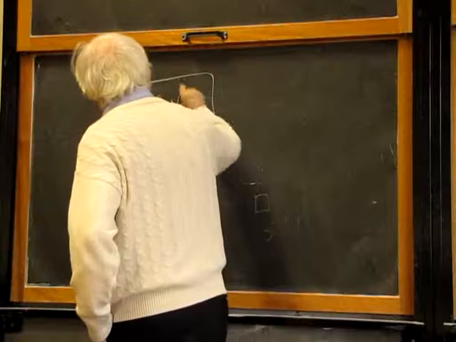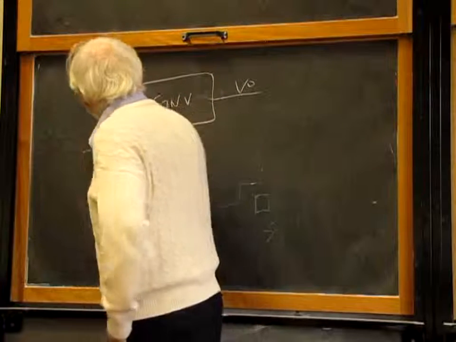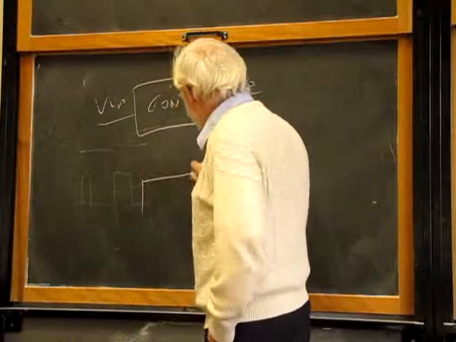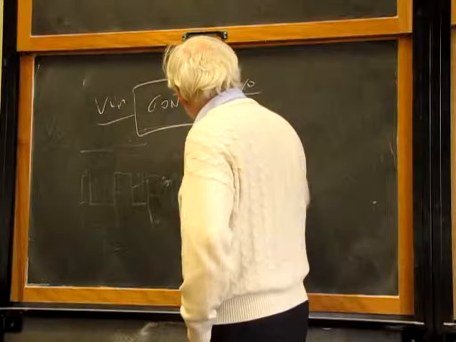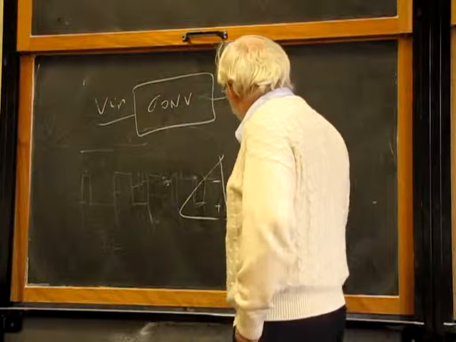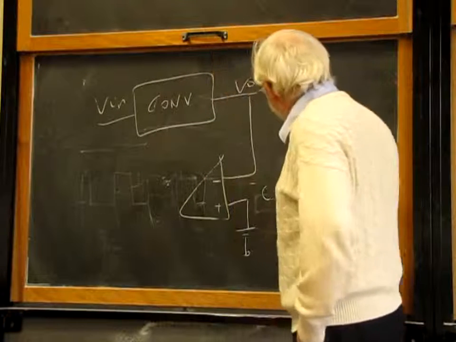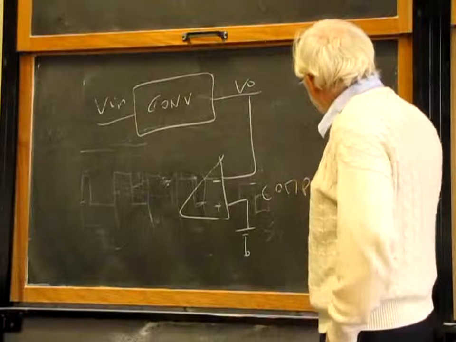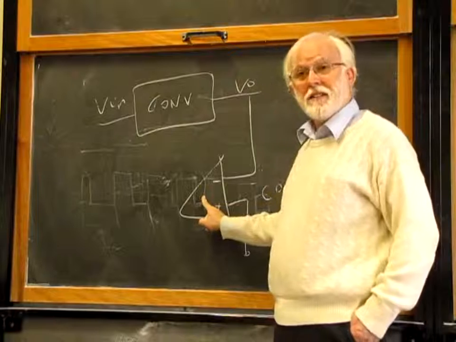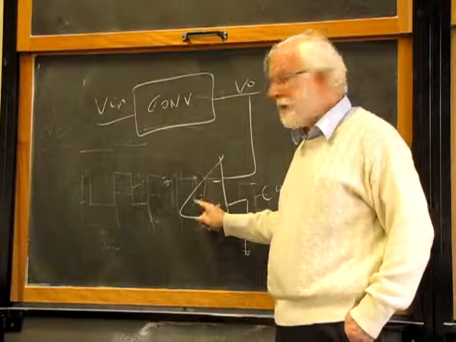Converter, output voltage, input voltage, here we put our compensator. This is an analog circuit, an analog amplifier. It has a transfer function.